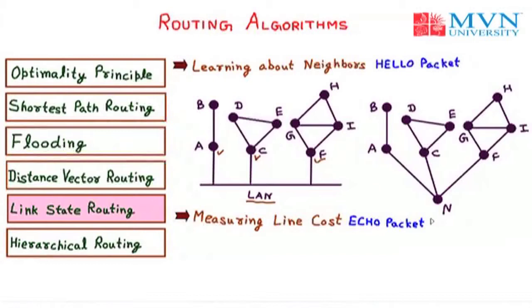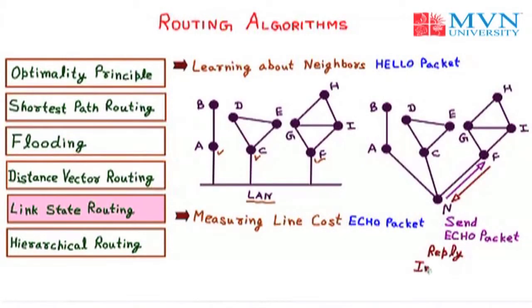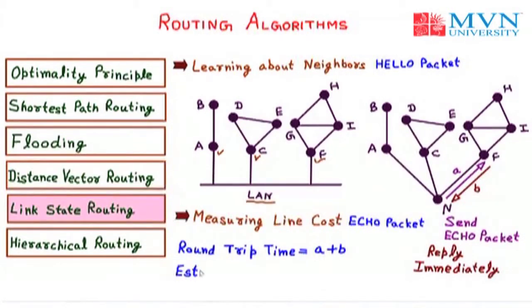Router N will send the echo packet to any of its neighbors, and the other side will send the packet back immediately. By measuring the round trip time and dividing it by 2, the sender router can get a reasonable estimate of the delay. Let us suppose the send echo packet time is A and the immediate reply time is B. So the round trip time is equal to A plus B, and the estimate of delay is the round trip time divided by 2, that is (A plus B) by 2. So we can find the line cost with the help of this estimated delay.